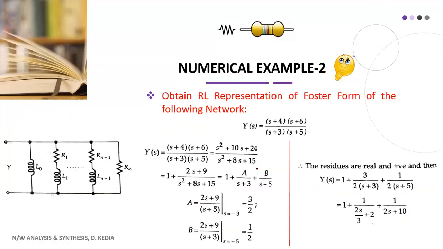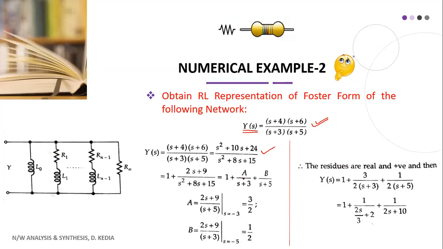So this numerical is related to Foster 2 form of RL representation. So this is our driving point admittance function, which is represented like this. Fine. So what we have done here, we will try to solve it. Okay, so we have simplified these multiplication terms. This is what we get. Okay, now we have to obtain the partial fractions for this.